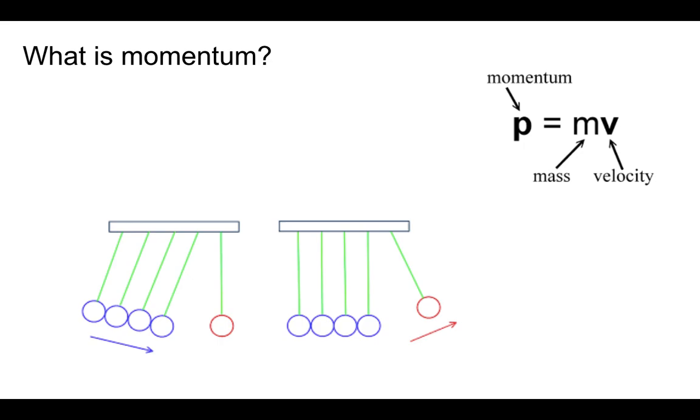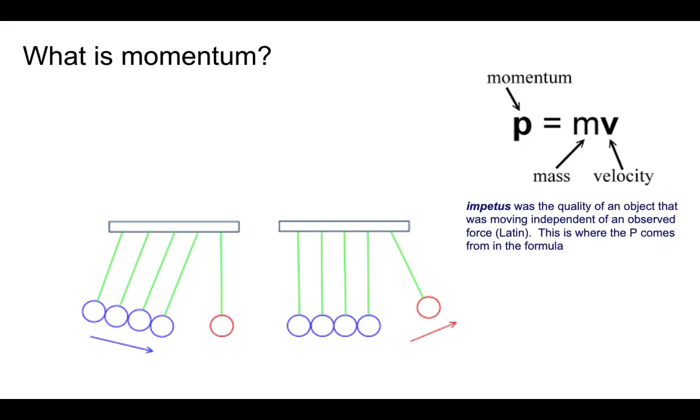Well, what is momentum? If we look here, momentum in this formula is the letter P, which is maybe a little odd, but M, as you see, is already being used for mass, and V is for velocity. The word momentum actually comes from the word impetus, which in Latin has to do with an observed force. Okay, it is essentially a property. It is mass in motion.